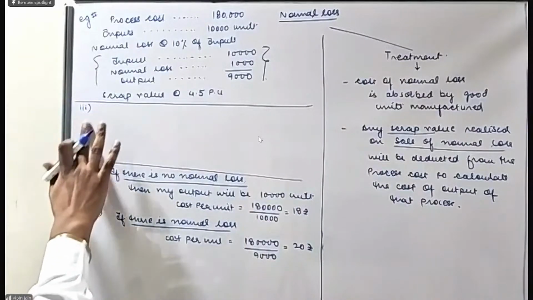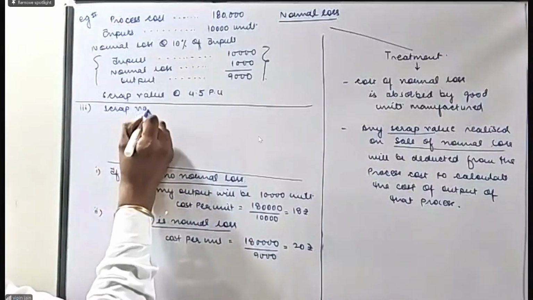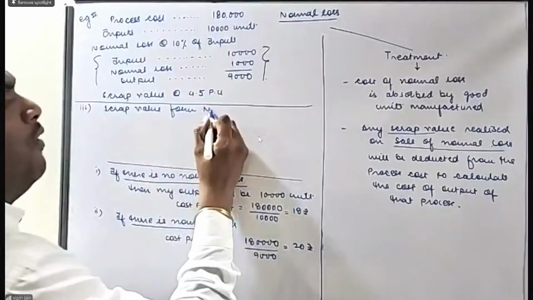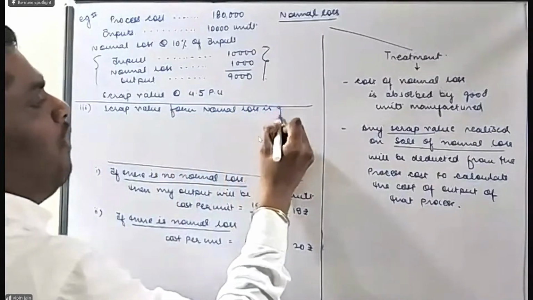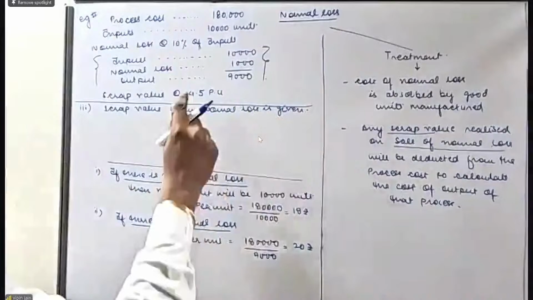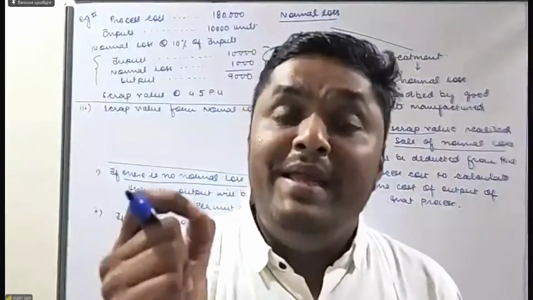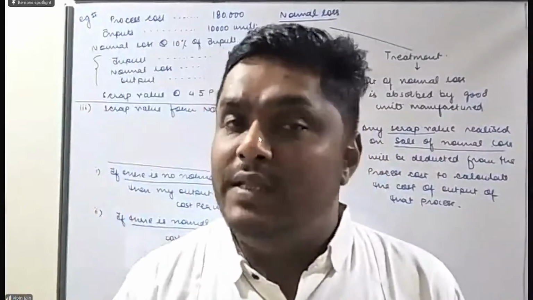So we can say the scrap value for normal loss is given. How much is being realized? 4.5 per unit. In short, I am realizing 4,500 on sale of these 1,000 units.